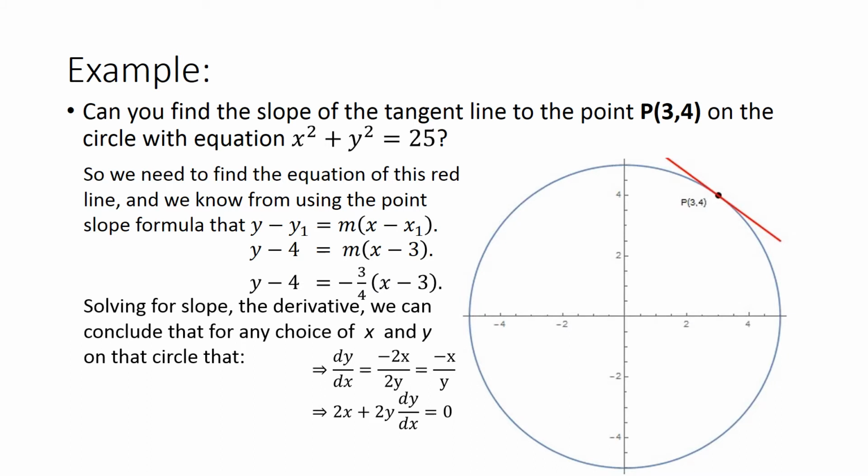And what does that mean? Well, I can substitute that slope into the equation that I have written above for m. y minus 4 equals negative 3/4 of x minus 3. Multiply, distribute that negative 3/4 through, add the 4 over to both sides of the equation, and you'll find out that indeed the equation of that red line is y equals negative 3/4 x plus 25/4.